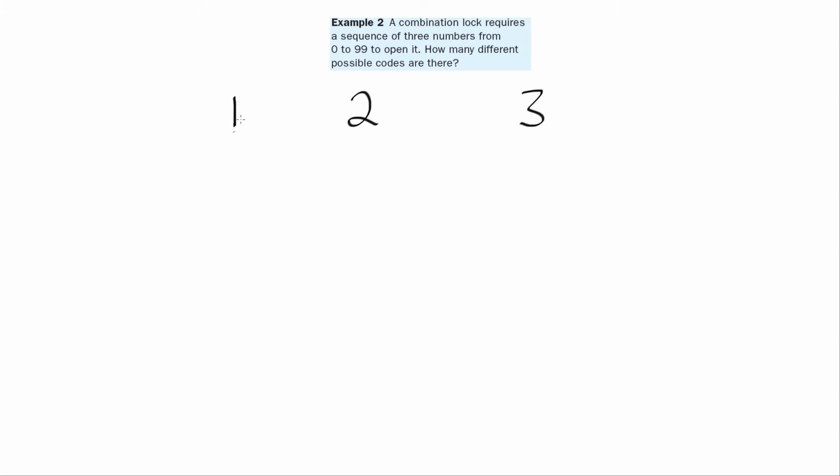Well, from 0 to 99 is how many? Well, 0 is counted, so that's 1, which means 99 would be 100. So there are 100 possible ways for the first number, 100 possible ways for the second number, and 100 possible ways for the third one. So this gives us the possible codes, and it's 100 times 100 times 100.